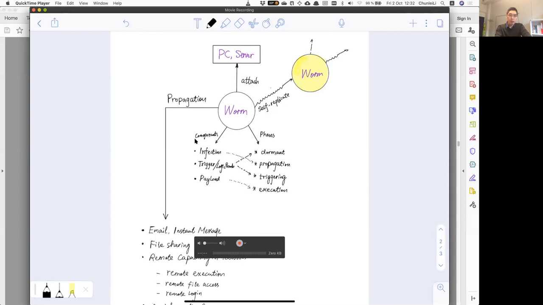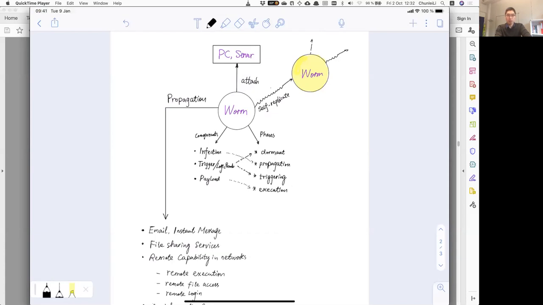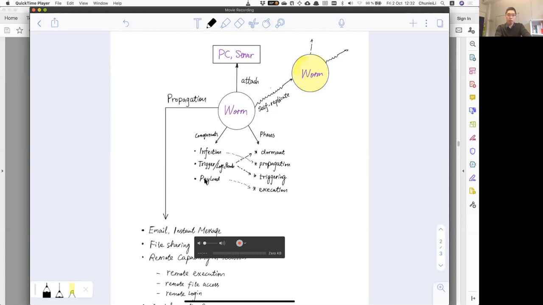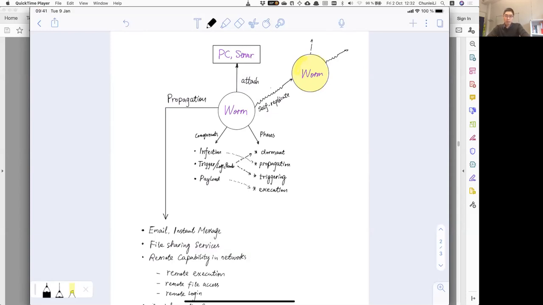Regarding its components and phases, it's basically the same as a computer virus, because it has these 3 components and also these phases. It's a bit different from a computer virus because it's standalone. Okay, I got this question from Christian: what does propagation mean? Propagation means spread. How a computer worm spreads from one computer to other computers.